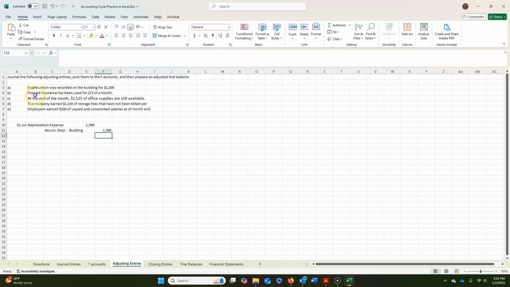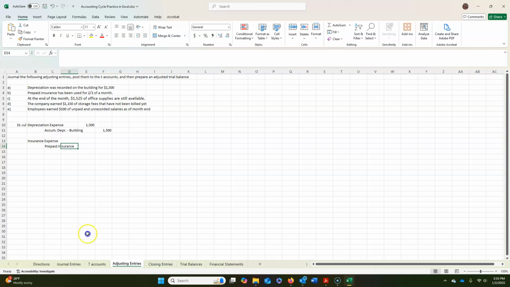$1,500. The next that we have is prepaid insurance has been used for 2/3 of a month. So let's put the accounts in there and then we'll calculate the amount. So we're going to debit insurance expense and we're going to credit prepaid insurance because we have used a month of it.